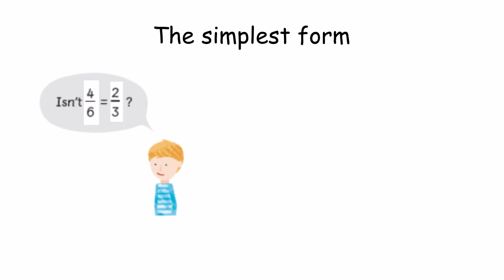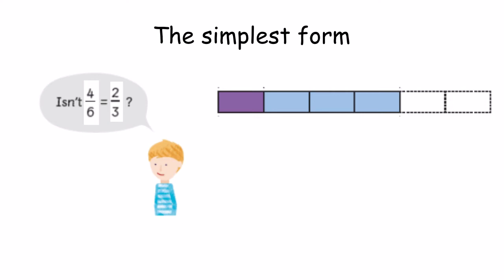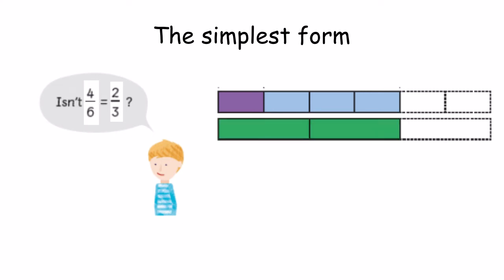Let's have a look. This bar shows 4/6. It shows the fraction of sweets that Charles and Ruby took. The bar underneath shows 2/3. There are 3 parts, 2 of them are shaded. Are the fractions the same? Correct. So the simplest form for 4/6 would be 2/3. You've done a great job so far, Year 3.